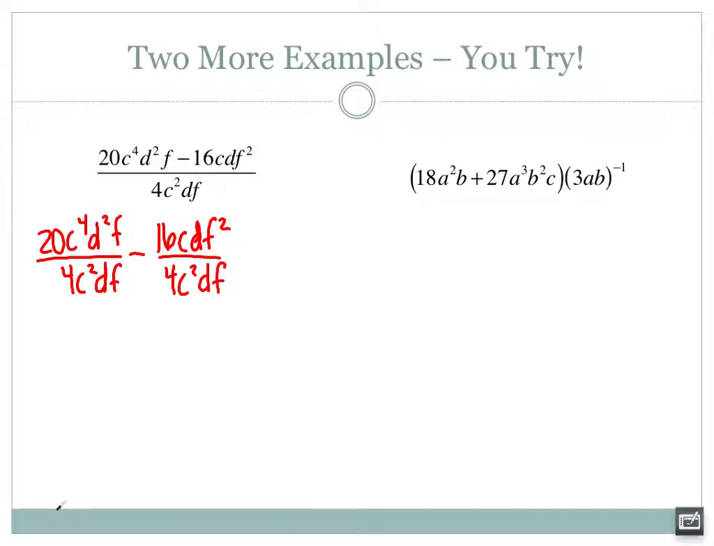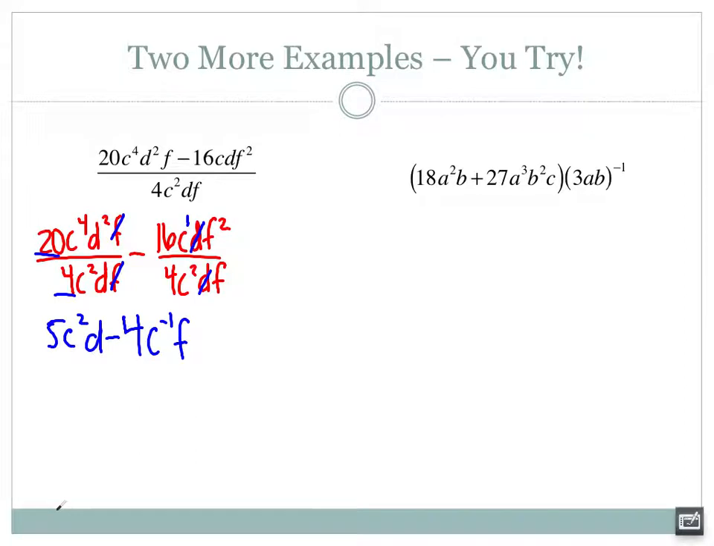Next thing, you should have simplified each fraction. 20 divided by 4 is 5. I have c squared, because 4 subtract 2 is 2. d and f, there's one in the numerator and one in the denominator, they just divide to be 1. And then I'm going to subtract 4c to the negative first, because 1 subtract 2 is negative 1. Again, 1 d in the numerator, 1 in the denominator, they divide to be 1. And then I have f to the first power.